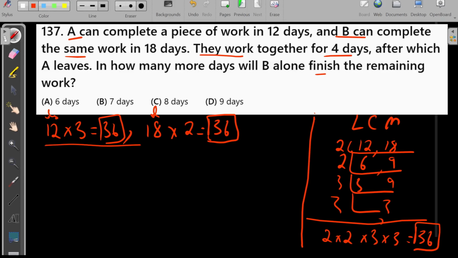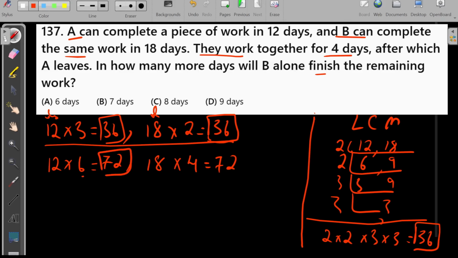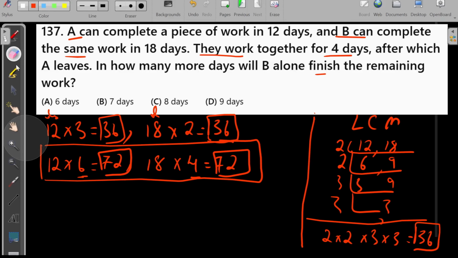So the next question you might be asking, what is the second least common multiple of 12 and 18? So 12 times 6 would give me 72, and 18 times 4 would give me 72. So the second least common multiple here is 72, and their factors are 6 and 4. But we will use the smallest in this case, which is 36.